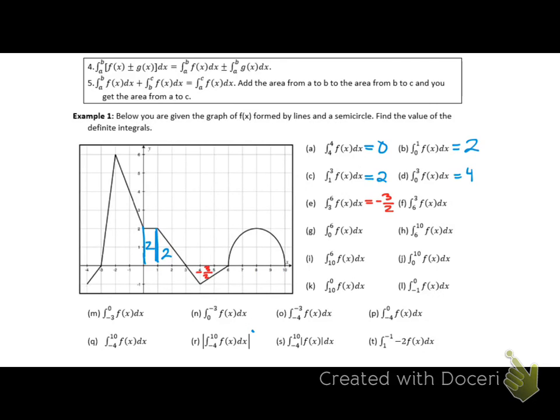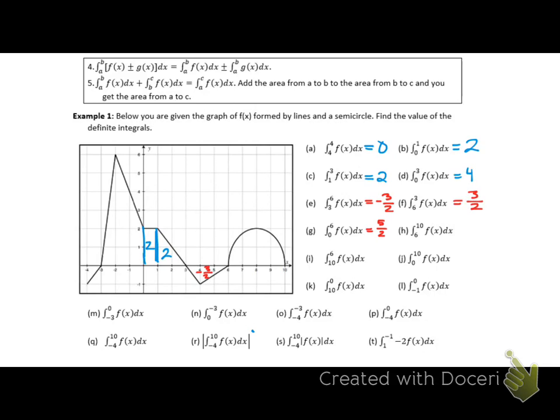Now to go from 6 to 3, I'm taking that and I'm reversing it. So because I'm flipping my limits of integration, whatever sign it was, I'm doing the opposite of. And so that makes it positive 3 over 2. Now I'm finding 0 to 6 for part G. So I already have 0 to 3, and I have 3 to 6, so I can add them together to get the total area. So 4 minus 3/2 is 5/2.